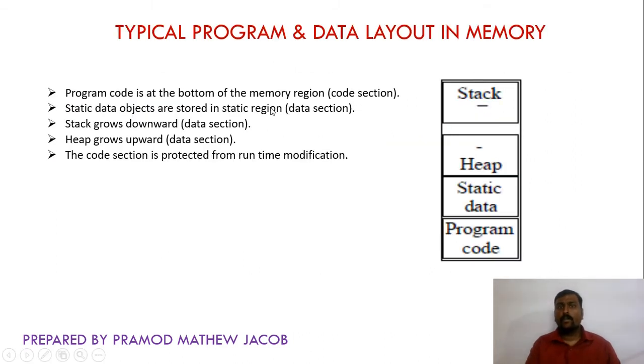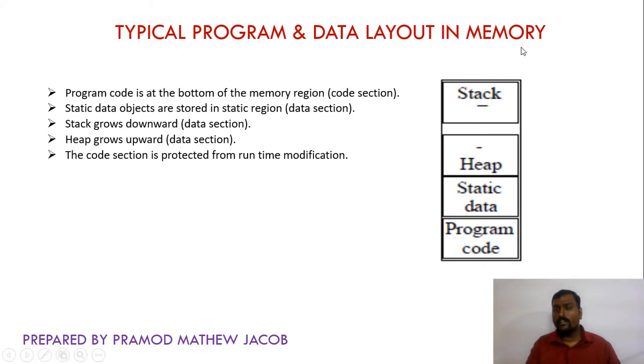Next, let's see the typical program and data layout in the memory. During the execution of a particular program, the program code will be loaded from the secondary memory to the main memory, and at the bottom of the code section, the program code will be stored. On the top of the program code, there will be static data, that is the globally declared variables or constants will be stored in this static data region. Stack and heap will be placed on the top of that.